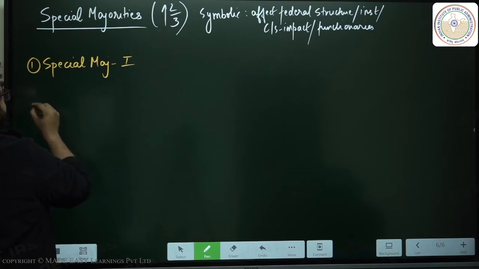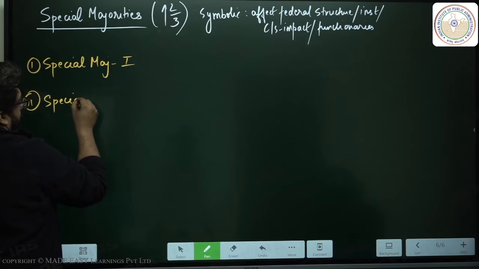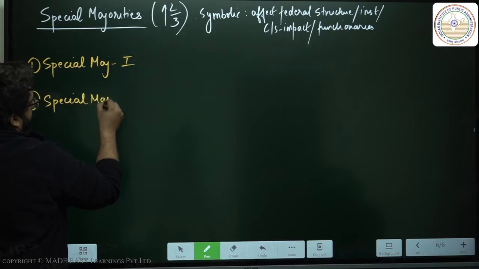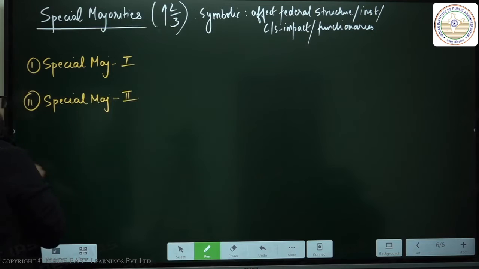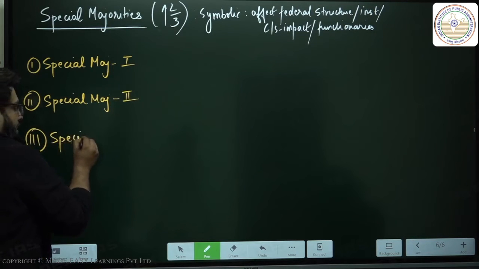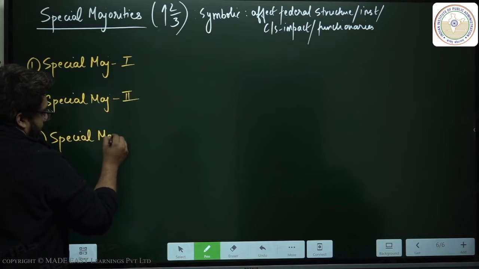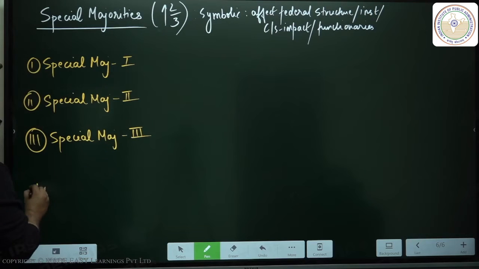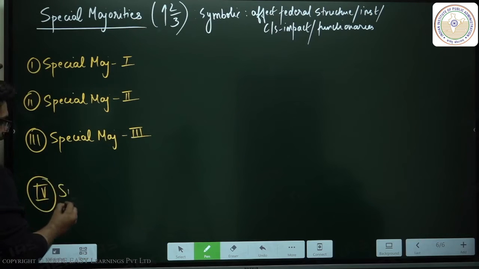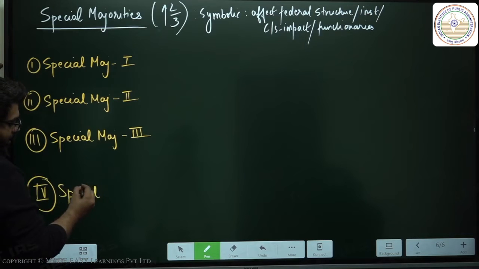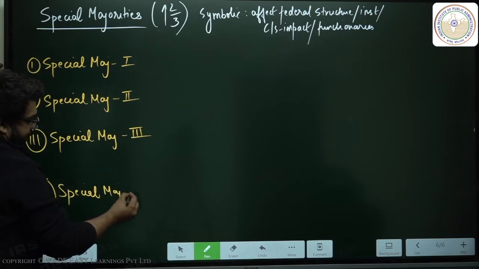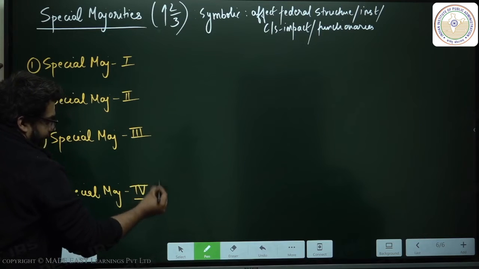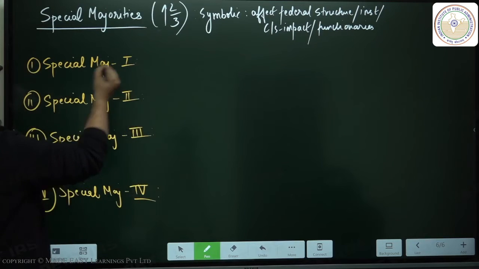Special majority 1, special majority 2, we've got special majority 3, we've got special majority 4. ठीक है, बहुत ध्यान से देखते हैं.